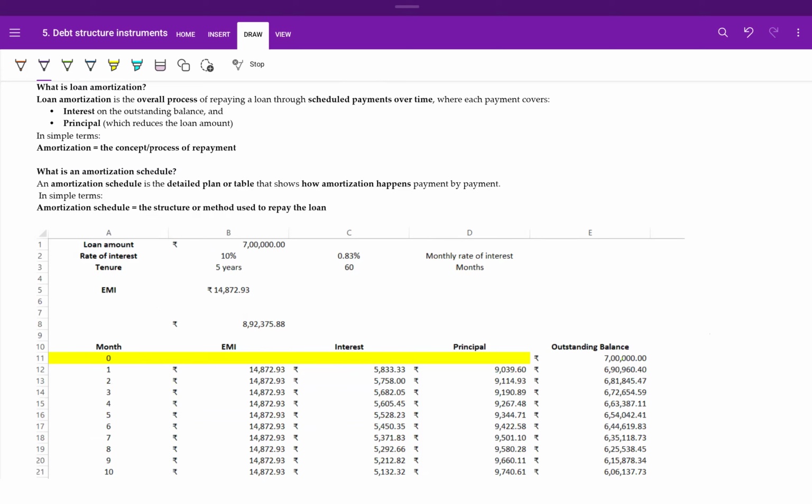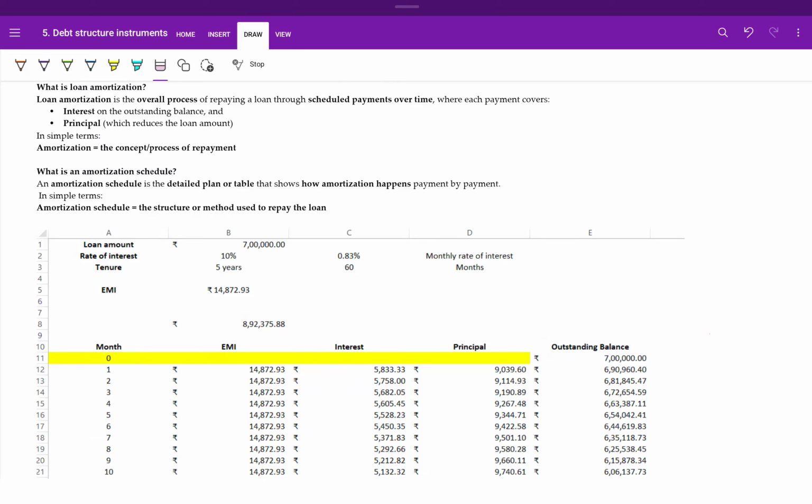But there could be different types of amortization schedules also. Each amortization schedule shows each payment period, how much interest we are paying and how much principal we are paying, and the remaining loan balance. This format is important to understand how the amortization schedule is made, and this schedule is what allows borrowers, lenders, and analysts to track loan progress accurately.